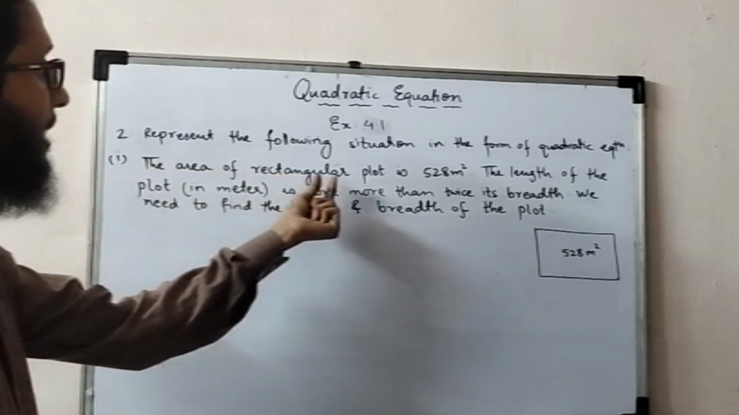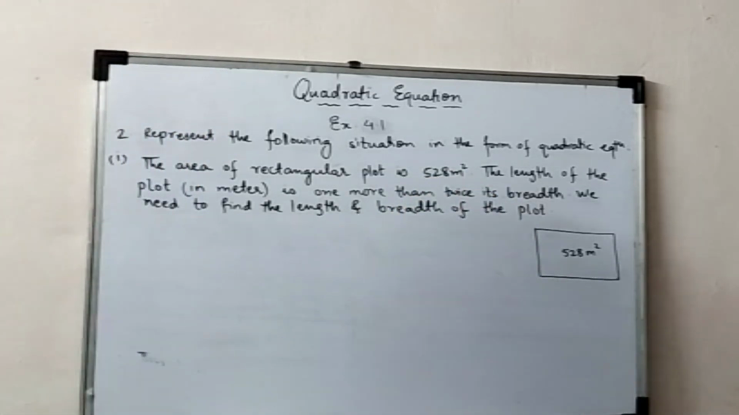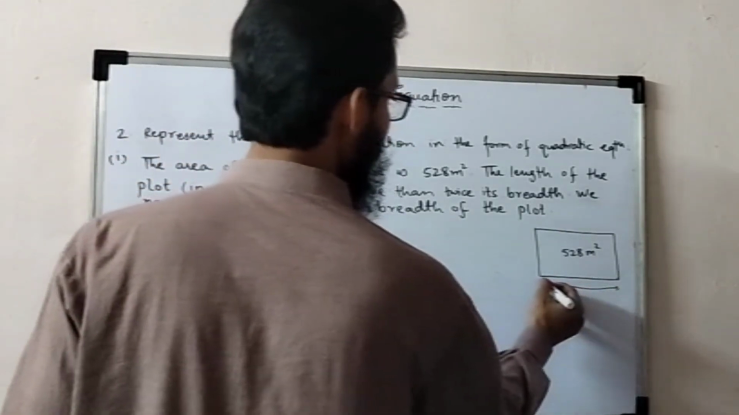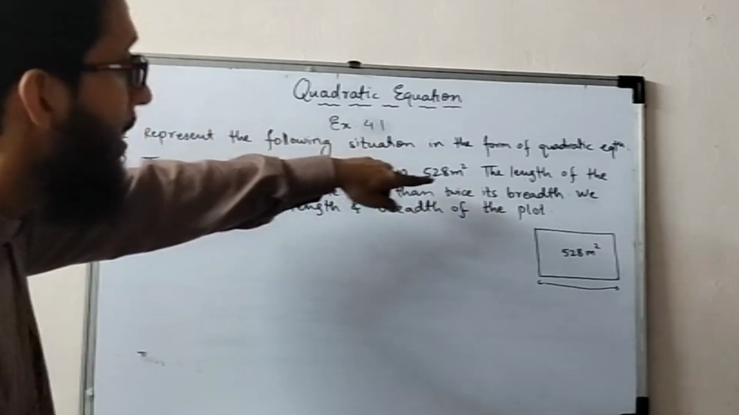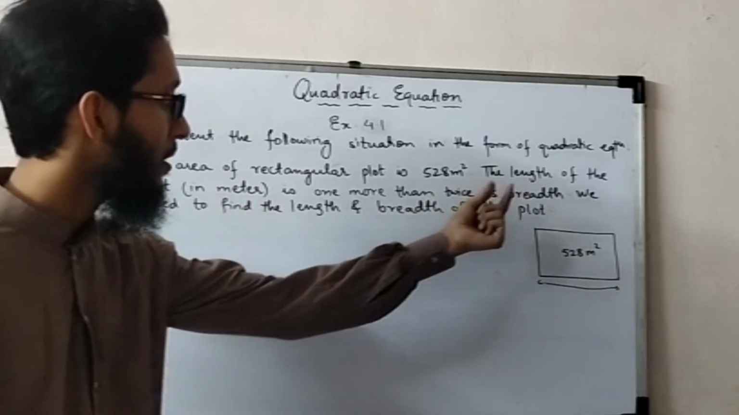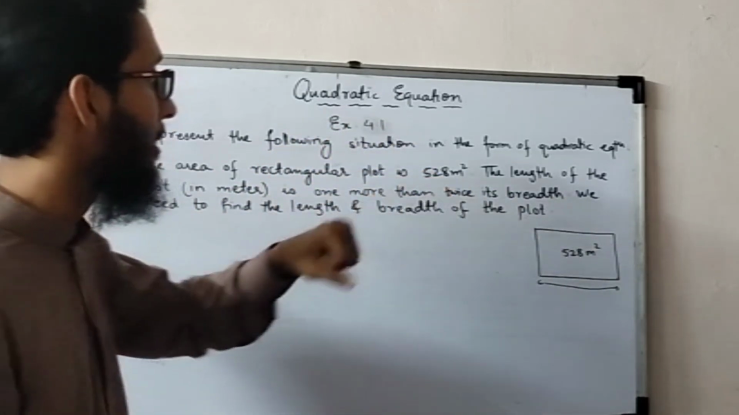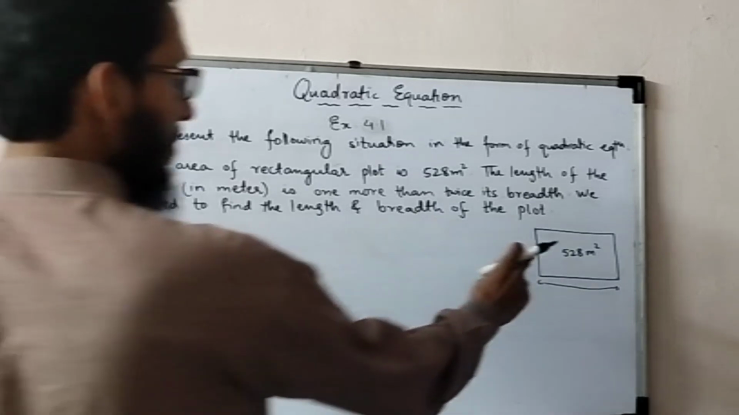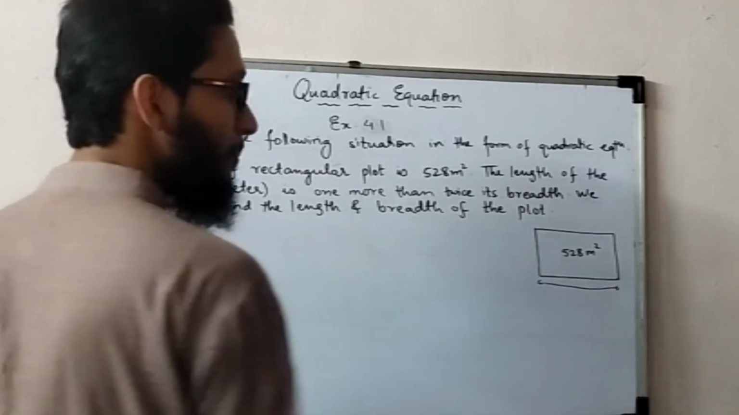The area of a rectangular plot is 528 meter square. The length of the plot is one more than twice its breadth. So here in this question the length has been compared to the breadth. Length को breadth से compare करना है. We need to find the length and breadth of the plot. Simple question. Area of the plot has been given, 528 meter square. Length को breadth से compare किया गया है.